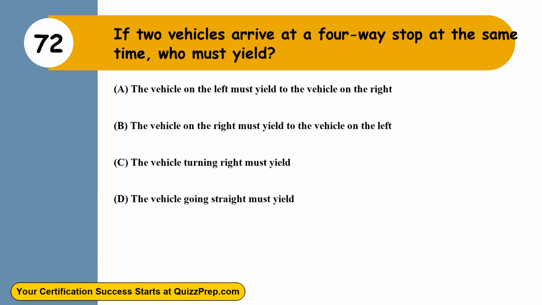Question 72. If two vehicles arrive at a 4-way stop at the same time, who must yield? Option A. The vehicle on the left must yield to the vehicle on the right. Option B. The vehicle on the right must yield to the vehicle on the left. Option C. The vehicle turning right must yield. Option D. The vehicle going straight must yield. The correct answer is option A. The vehicle on the left must yield to the vehicle on the right.